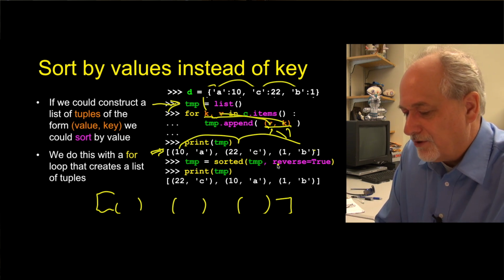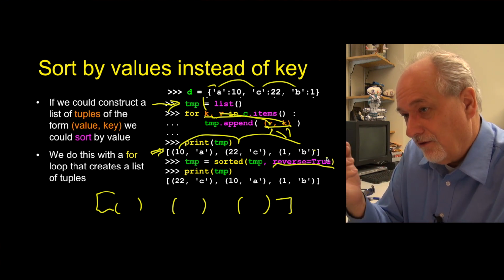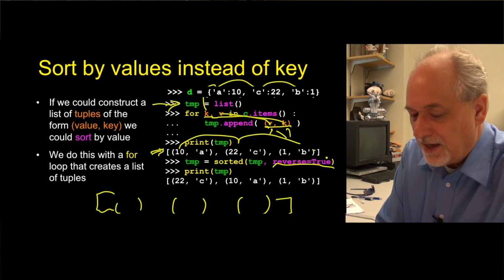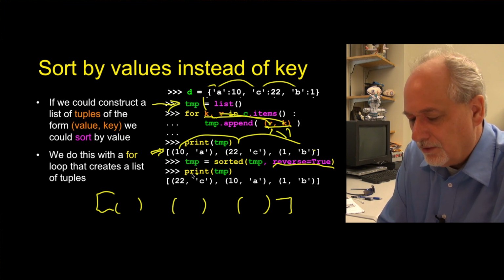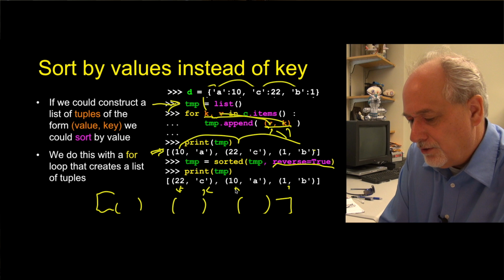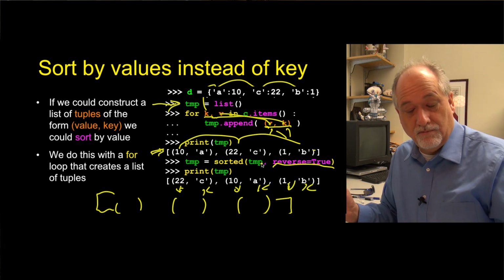And I'm going to add reverse equals true so I get a descending sort. So I see that the value that is highest ends up being first. And so that changes this, and I just sort it and then reassign it back into temp. And I'll print this out, and so now you see it's sorted in descending order. So it's value, key, value, key, value, key, but it's sorted in descending order, okay?